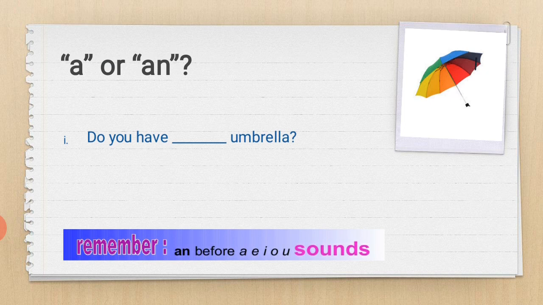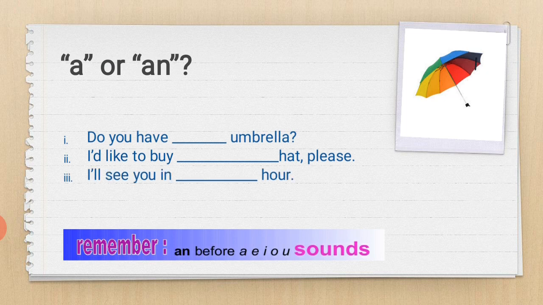Do you have dash umbrella? A vowel sound. Yes, an umbrella. I would like to buy dash hat, please. Hat, consonant sound. A hat. Very good. I'll see you in dash R. Consonant sound or a vowel sound in R? Yes, a vowel sound. An R.